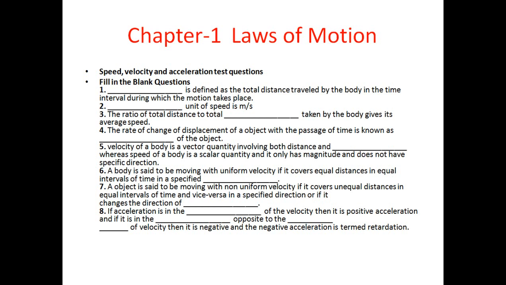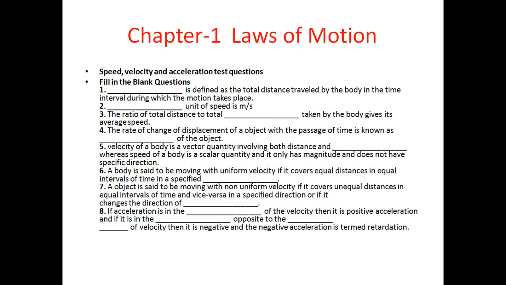Now the second question is: dash unit of speed is meter per second. We have all studied what is the SI unit and what is the CGS unit. As the unit is written in meters, not kilometers, it will be the SI unit. The third question: the ratio of total distance to the total dash taken by the body gives its average speed. We all know how to calculate speed. It's the ratio of total distance to total time.